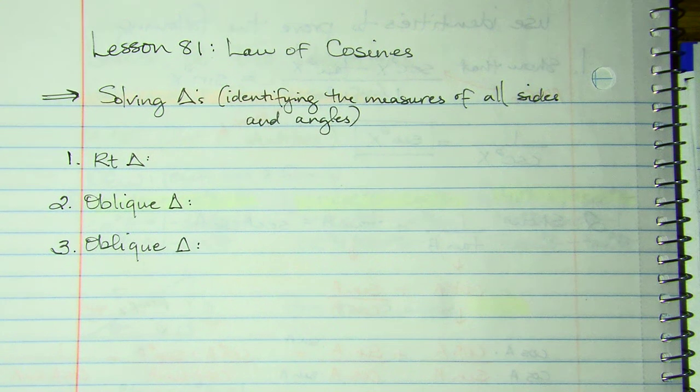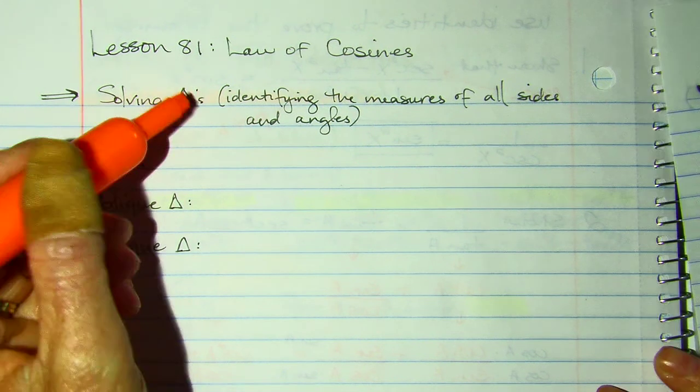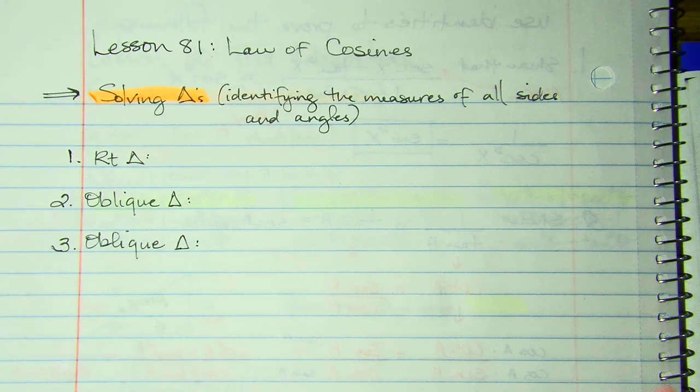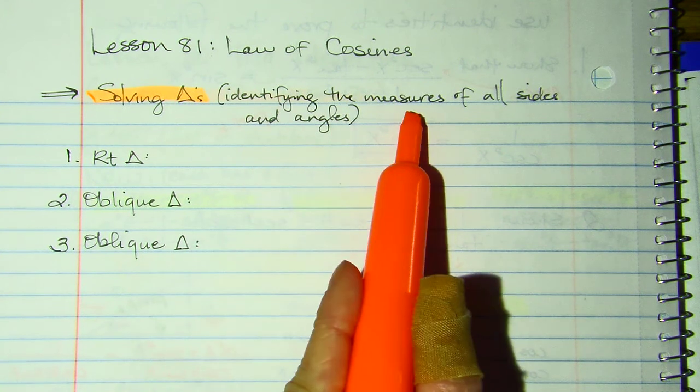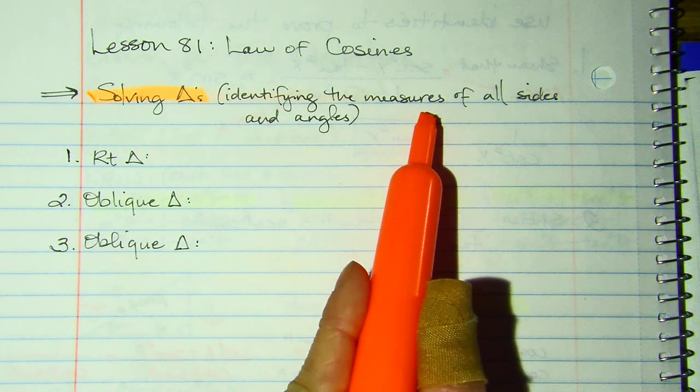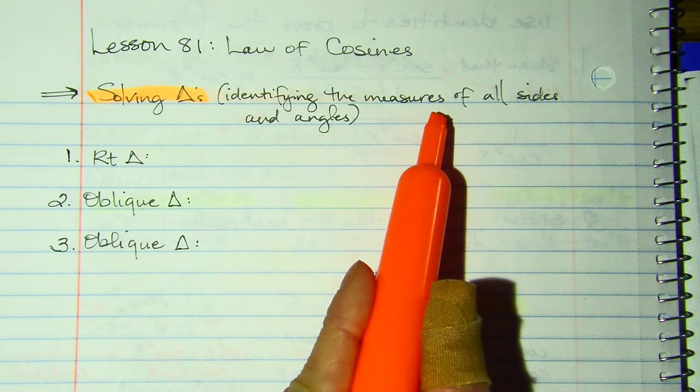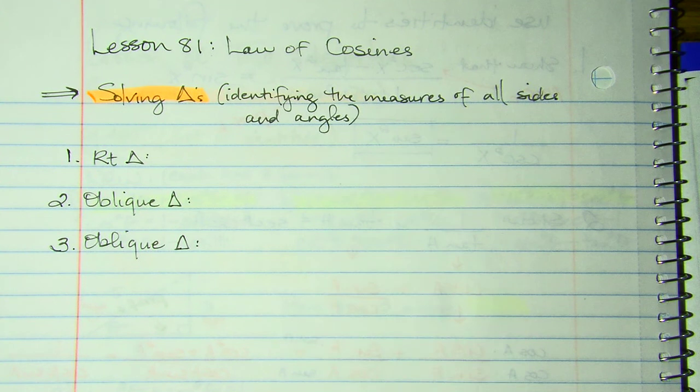Trig, we are going to cover the law of cosines, which is a review from Algebra 2, but it's a good review. So we are going to be solving triangles. And when something mentions solving a triangle, it means I'm going to be identifying the measures of all sides and angles. So I should have 6 parts in total. And then there are different ways we can approach solving.